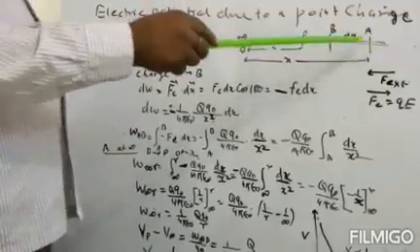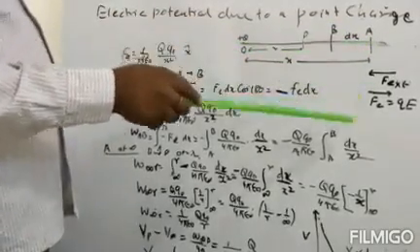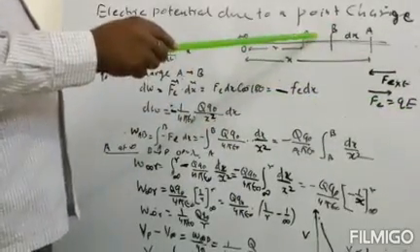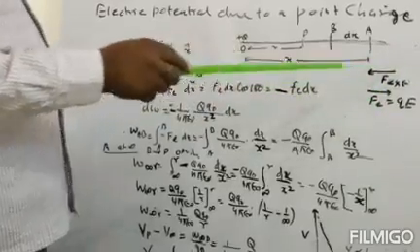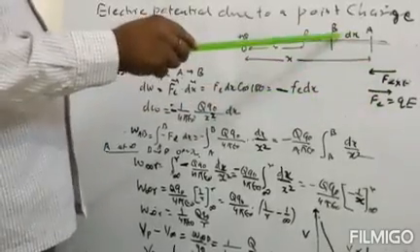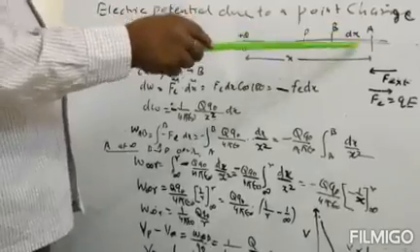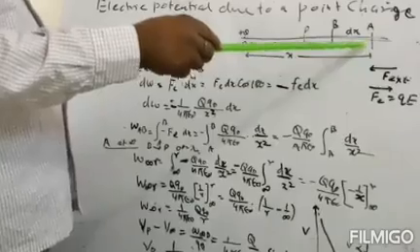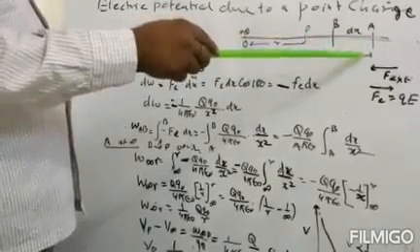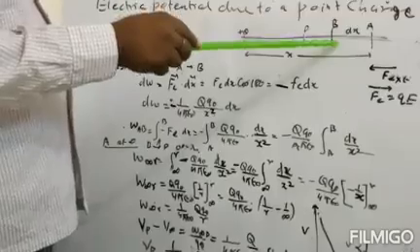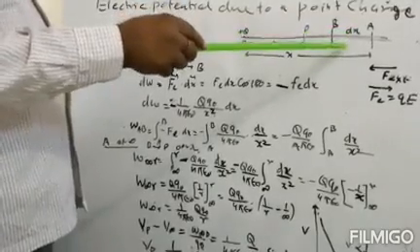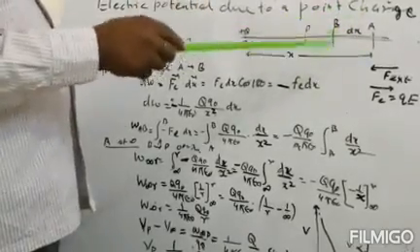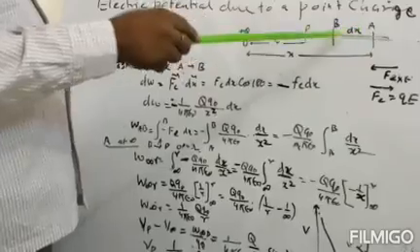The electrical force on the charge Q0 will be equal to Q0 into E. If this electrical force on the charge is equal to the external force, then the net force will be equal to 0. So there will be no acceleration of the charge. We can move the charge very slowly from A to B. And now we have to find the work done to bring a charge Q0 from A to B.